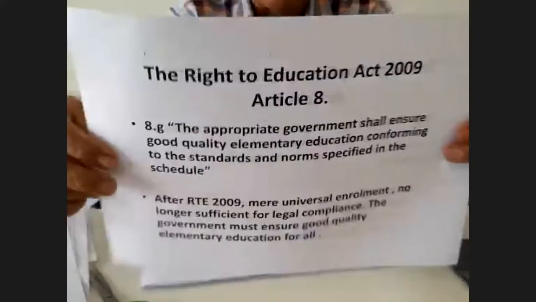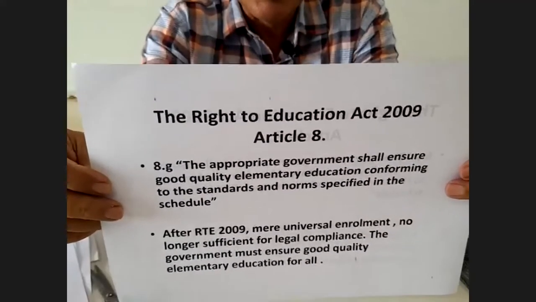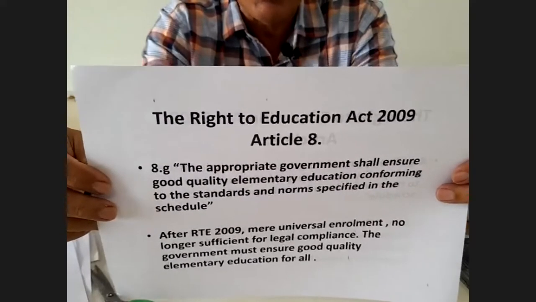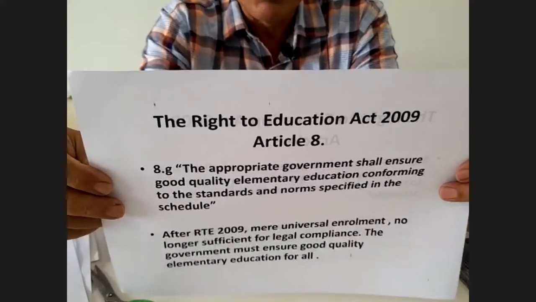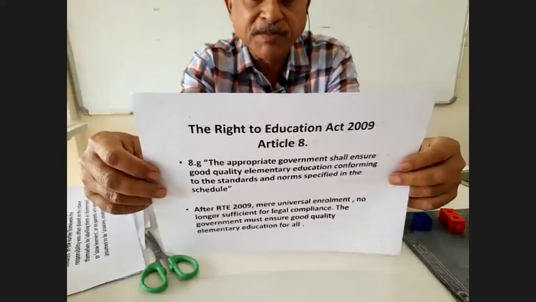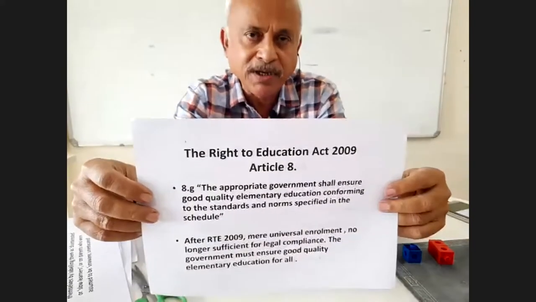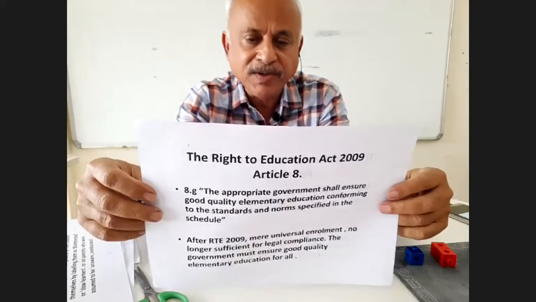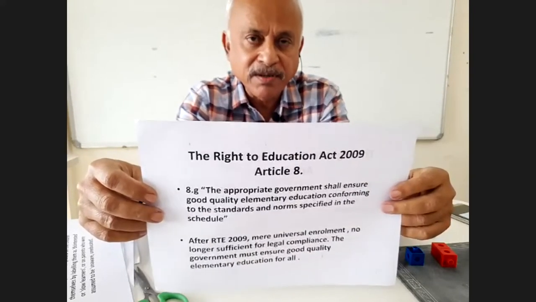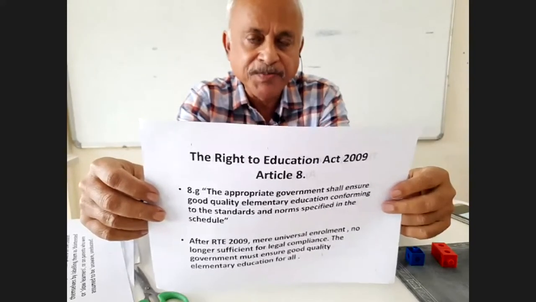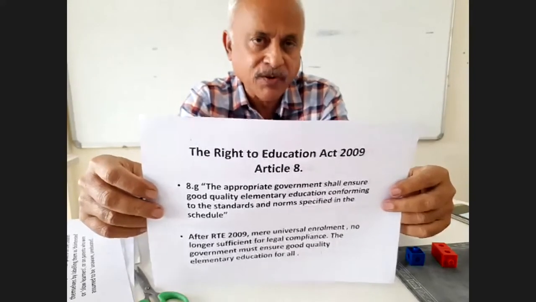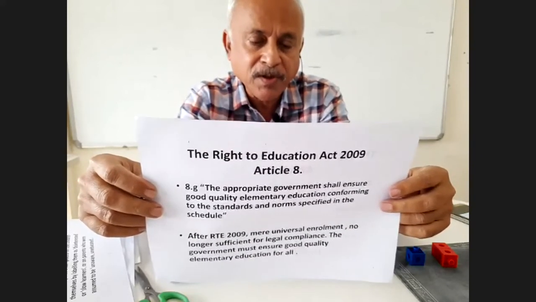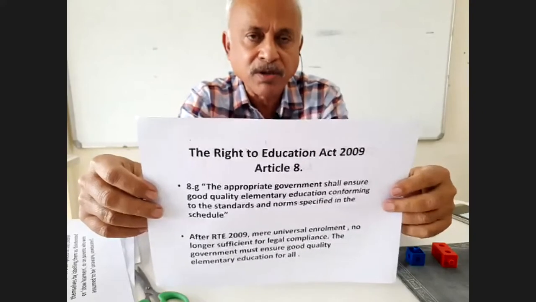But in the Right to Education Act, Article 8, it says the appropriate government shall ensure good quality elementary education conforming to the standards and norms specified in the schedule. The word good quality entered law. After RTE 2009, mere universal enrollment is no longer sufficient for legal compliance. The government must now ensure good quality elementary education for all.